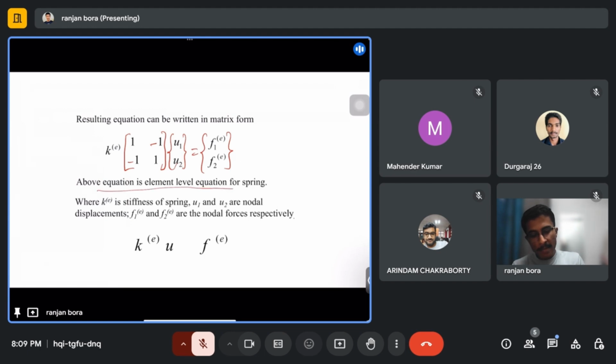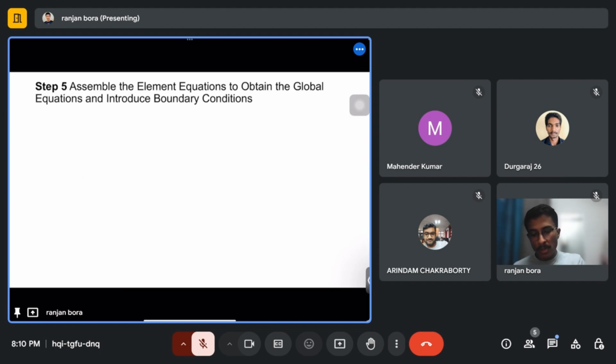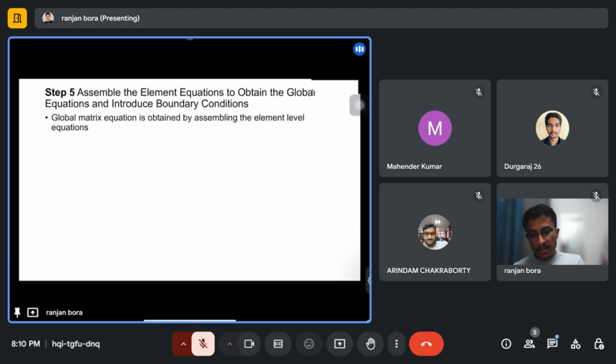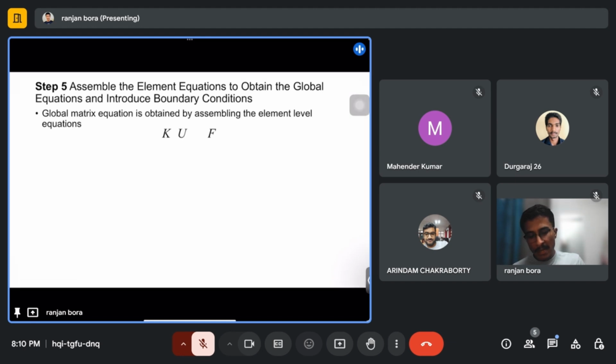So the above equation is the element level equation for a spring. This thing I have explained, so you can represent this equation like this. The next step is to assemble the element equations to obtain the global equations and introduce boundary conditions. Now the global matrix equation is obtained by assembling the element level equations.